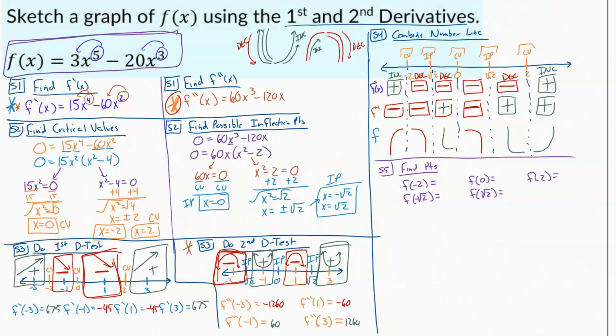So we are plugging all of those values back into this original equation to find the y values that go with them. So when we plug in -2 back into that original equation, we are going to get out 64. Plugging in +2 into that, we get out -64. Plugging in 0 to that, we get out 0. Plugging in -√2, we get out 28√2, which is an ugly number. And then when we plug in positive square root of 2, we're going to get out -28√2.